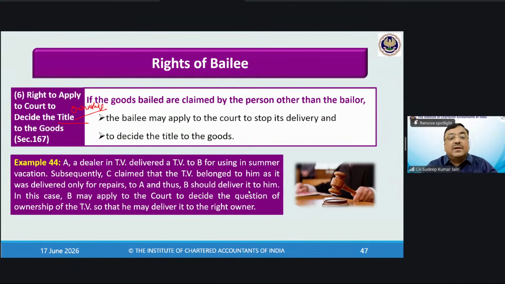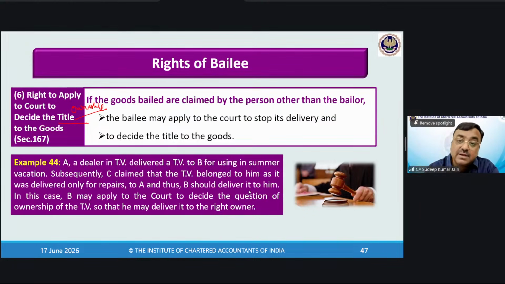Important point. If the goods bailed are claimed by a person other than the bailer, suppose A has given the book to B, but C claimed the book from B by saying that he is the original owner. A gave the book to B, A is the bailer and B is the bailee, but C said this book is mine, and told B to return it to him. Now the bailee is confused about who the true owner is.